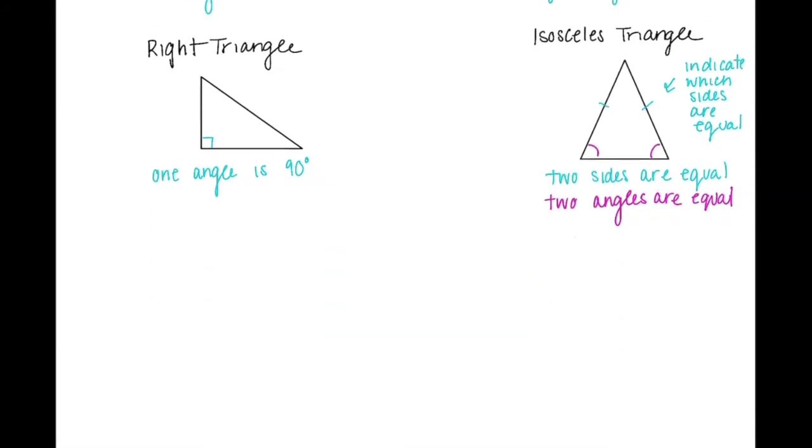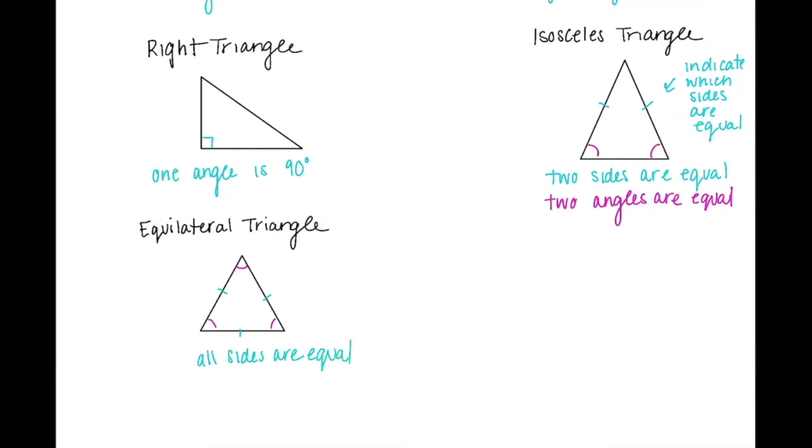We got two more types. Next one is equilateral. And this is where all of the sides are the same. So really it's a regular triangle. Every side is the same length and every angle is going to be the same. So all sides are equal and all angles are equal. And they're each going to be 60 degrees.